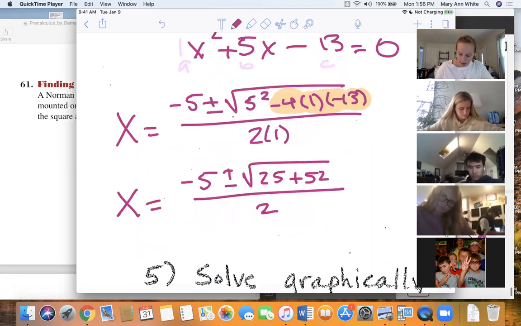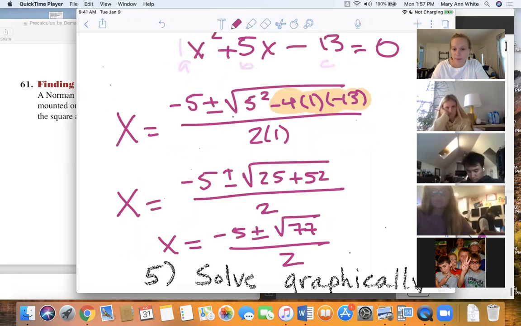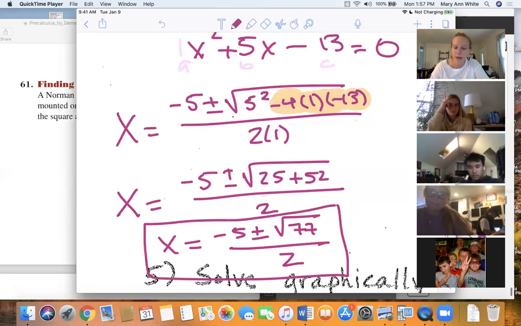I'm going to combine what's in my radical. So I've got x equals negative 5 plus or minus root 77 divided by 2. And I have to ask myself, can I simplify that root 77? If I do a little factor tree to the side, that's 7 and 11. Those don't have any further factors, so root 77 is as simple as it gets. So my answer is best right here: negative 5 plus or minus root 77 over 2.